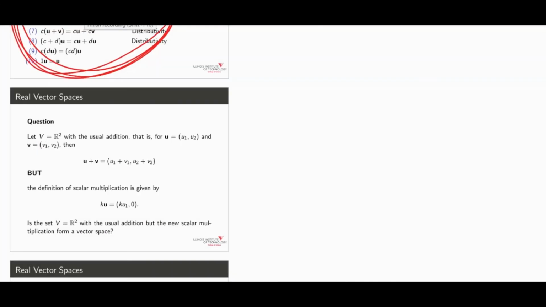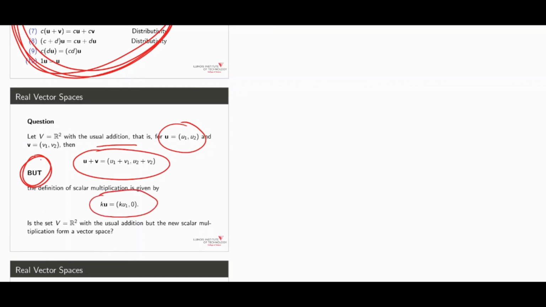Now let me ask you a question. Suppose you have a set V, which is R2, and the addition is the usual addition that we have. You have a vector u, you have a vector v, and u plus v is defined like this. But the scalar multiplication is slightly different now. It is not the same as the one we defined before. The new scalar multiplication is defined this way. If you have k multiplied by u, you multiply k to the first component of your vector u. Look at this. Multiply k to the first component, but then you drop this u2 and write it as 0.